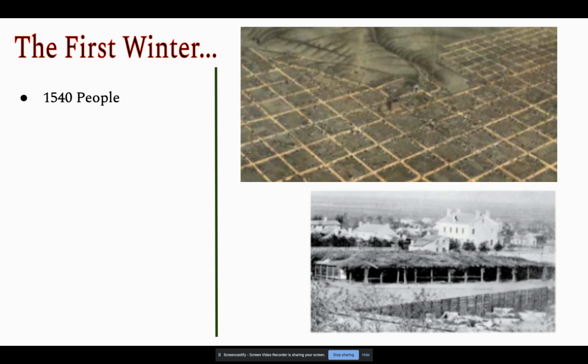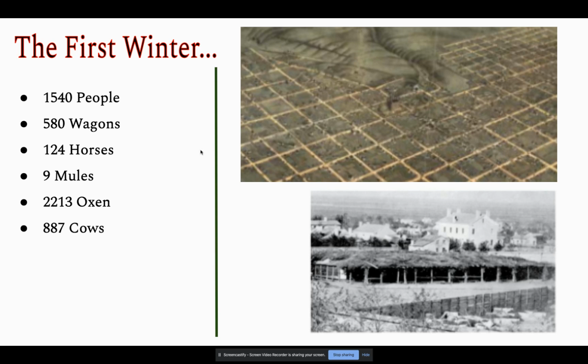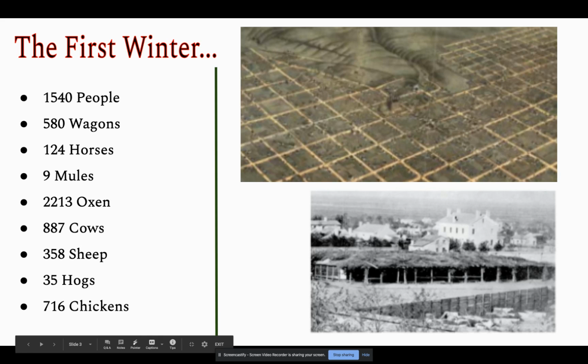So just some fun statistical data for you here. So let's get back on this. 1,540 people their first winter. So quite a few people, roughly about the size of Monticello is how many people they had come in their first winter. 580 wagons, 124 horses, 9 mules, 2,000 oxen to feed, 887 cows to feed. Now they have grazing, obviously. They could graze on the grass there. 358 sheep, 35 hogs, 716 chickens, which constituted the entire population that first winter. You'll see all that in the book. So they had quite a few people.